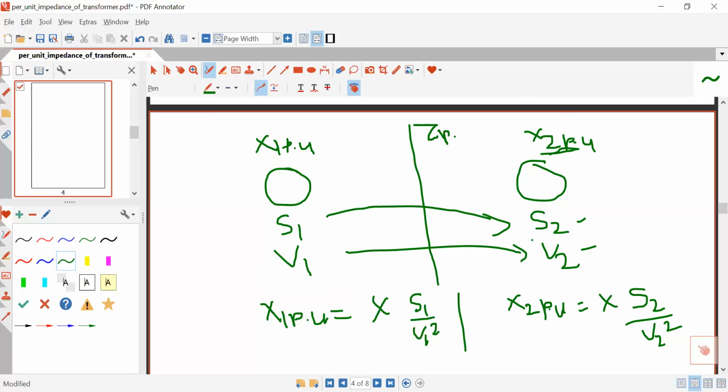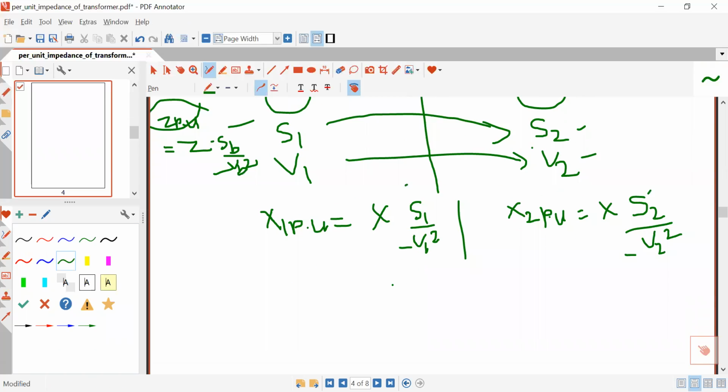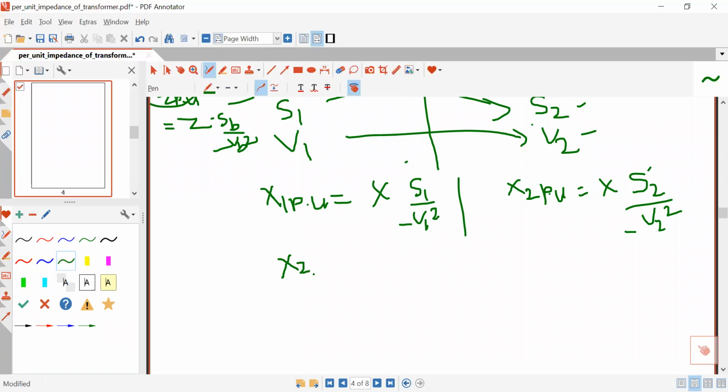This is the general formula. Z per unit will be Z actual into SB by VB square. It means this per unit value is on this base only. So now you just have to divide these two quantities, X2 per unit and X1 per unit.